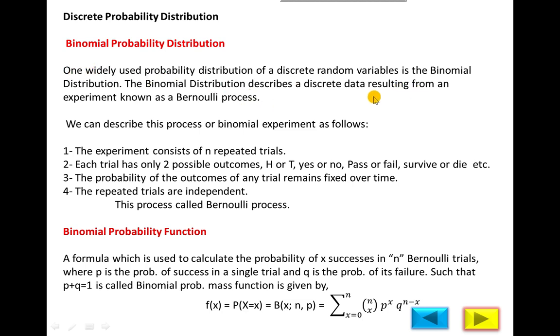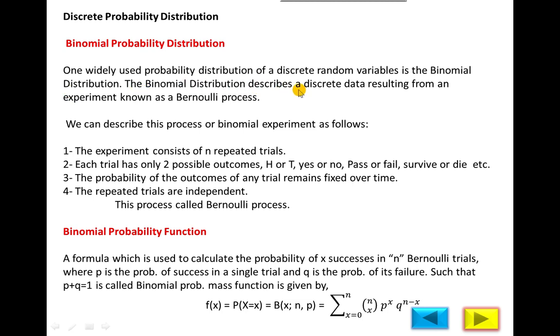So this is the definition of the binomial probability distribution. This is the characteristic of the probability distribution. I will explain one by one. It is one widely used probability distribution of a discrete random variable. In probability distribution, we will use the word random variable instead of variable. I have already explained in the last video. It is the binomial probability distribution. Bi means two, nomial means outcome: two outcomes, two results.